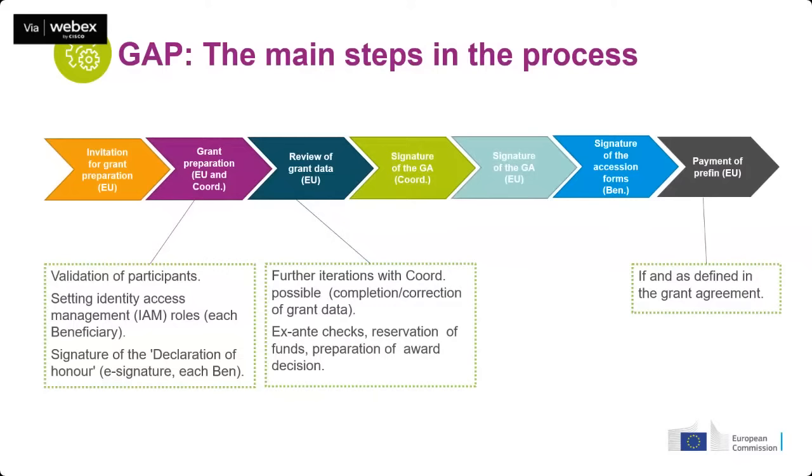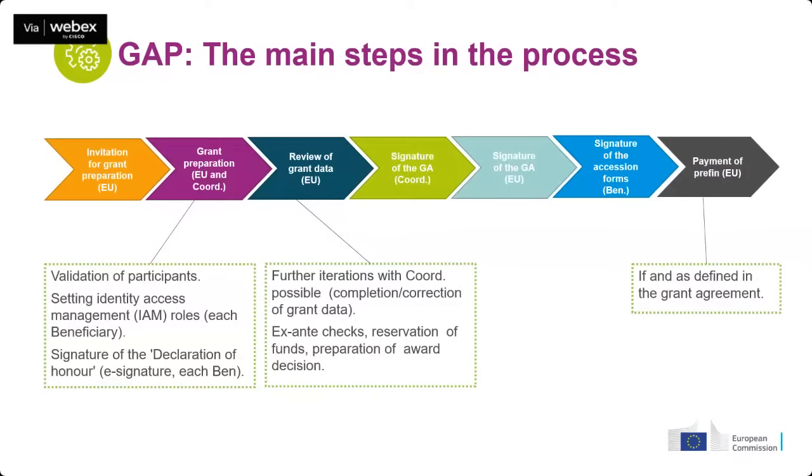The data that you submit in this first step will be reviewed by the project officer. It could be the case that further iterations will happen between the coordinator and the EU. At the same time, we are already starting to do some checks on our side, for example ex-ante checks, like the financial availability of the coordinator, which is an essential contact point and receives the payments. We also need to make the reservation of the funds for your project and prepare the award decision.